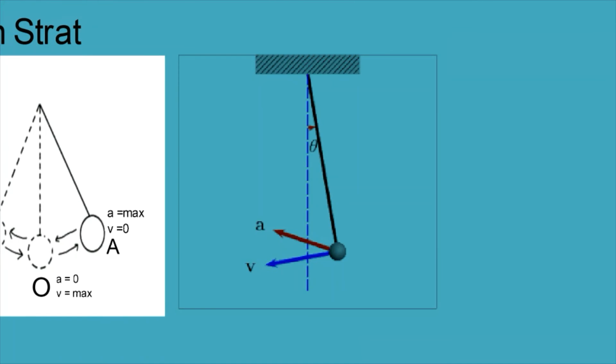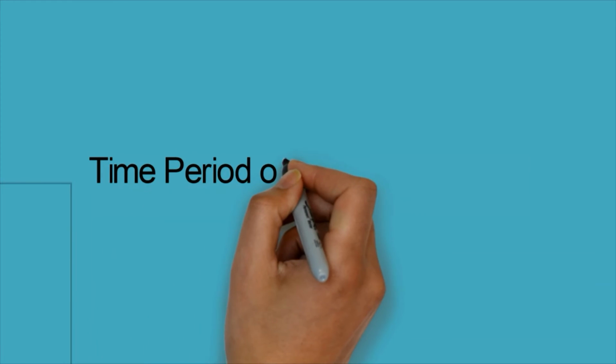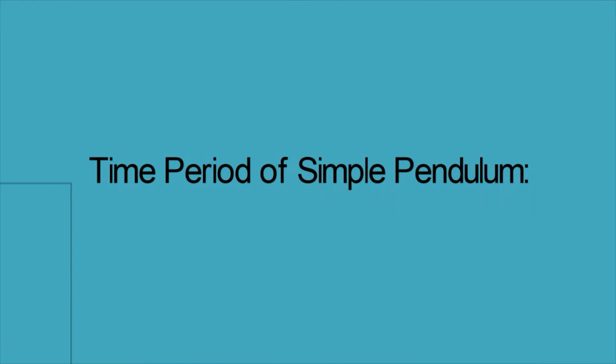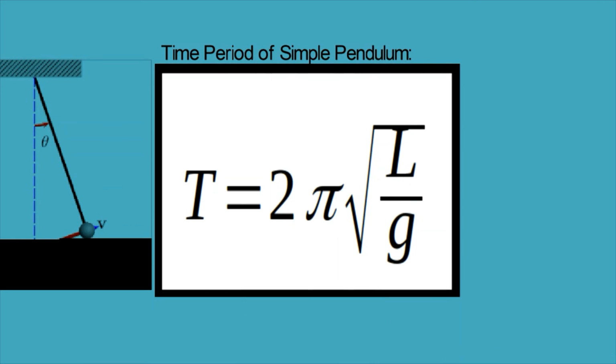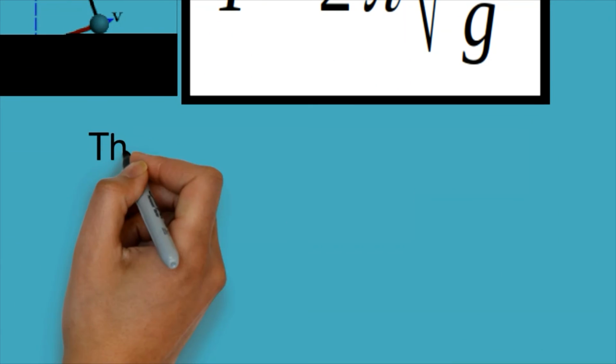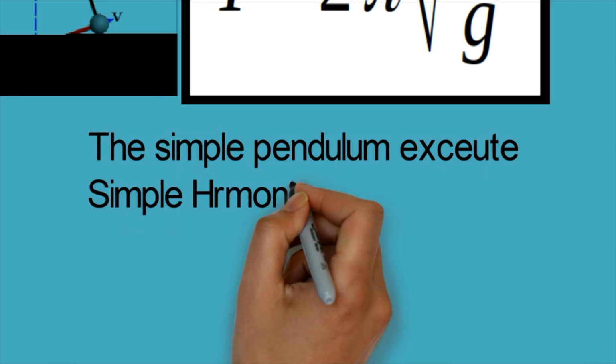Oscillations continue. When one oscillation is complete, the time period of the simple pendulum is 2 pi square root of L over g. The simple pendulum executes simple harmonic motion.